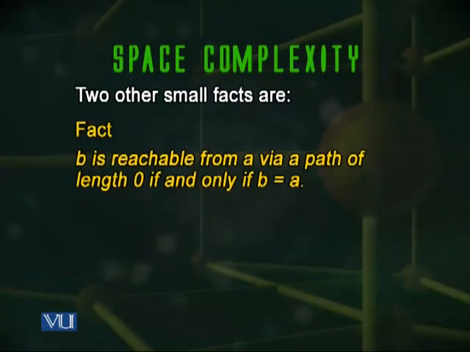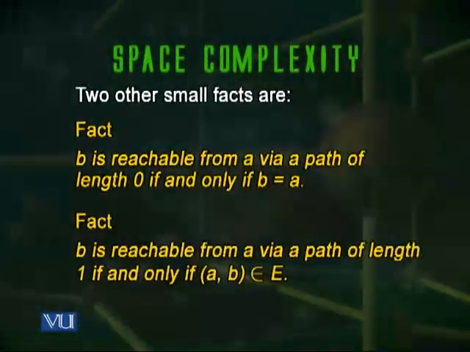One is that B is reachable from A via a path of length 0 if and only if B is equal to A. Well, that is just a consequence of the definition of being reachable from A to B via a path of length 0. In this case, K is equal to 0, so V0 has to be equal to A, and it also has to be equal to B. Therefore, A has to be equal to B.